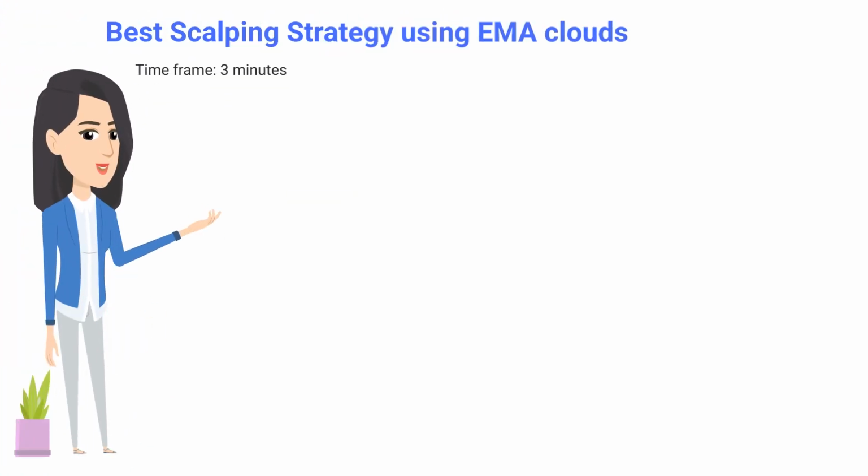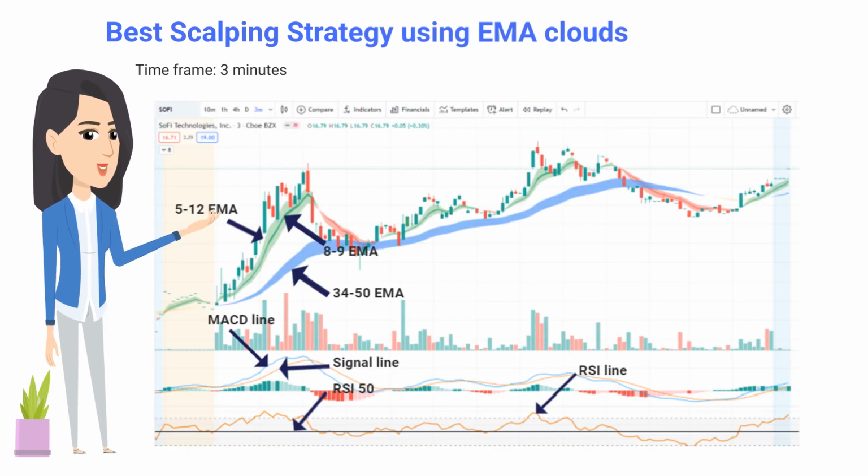Let's look at the chart with all the indicators added. The green and red EMA cloud is the 5 and 12 EMA cloud, the thinner cloud within it is the 8 and 9 EMA cloud. The blue and yellow EMA cloud is the 34 and 50 EMA cloud. In the MACD section, the blue is the MACD line and the orange is the signal line. In the RSI section, the highlighted blank line is the middle band or the 50 RSI. The RSI line itself is the orange line.